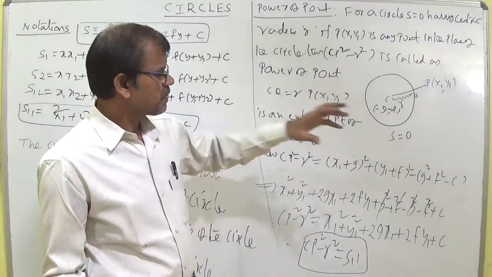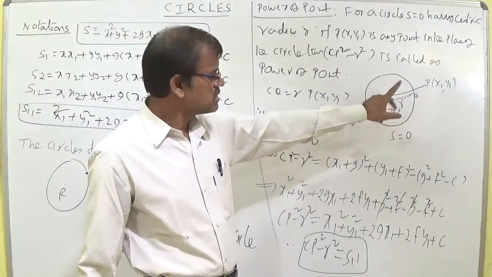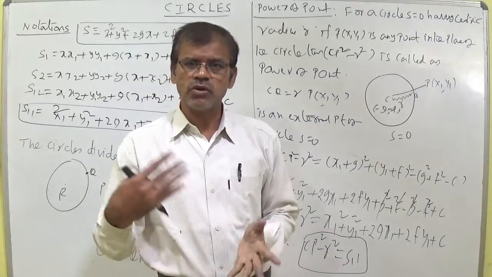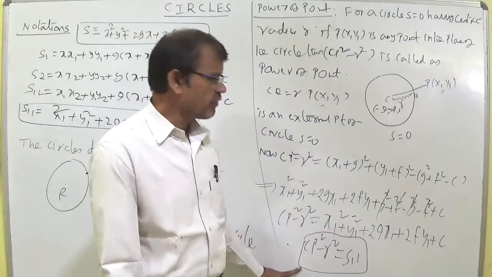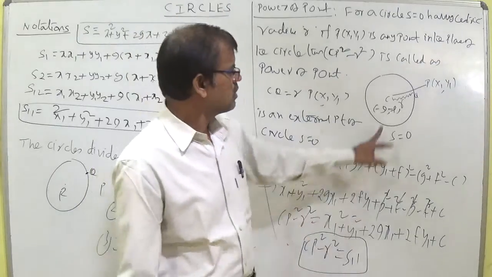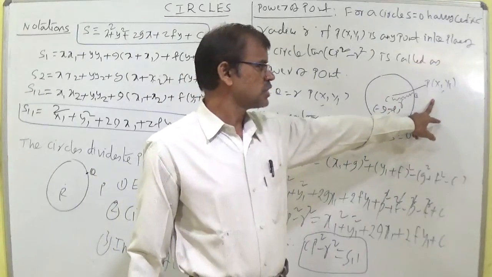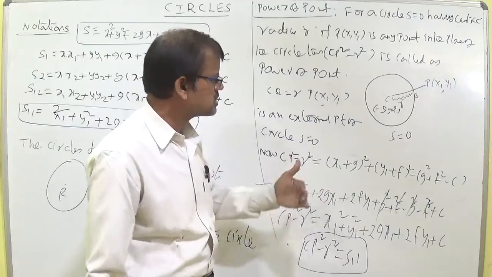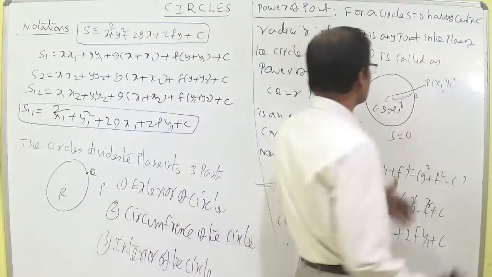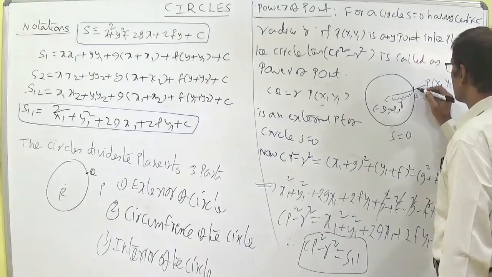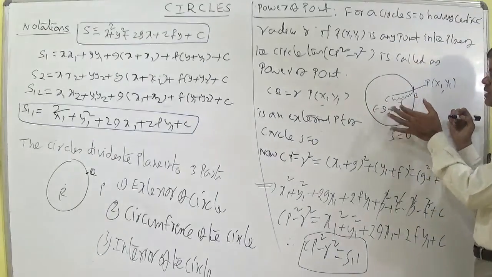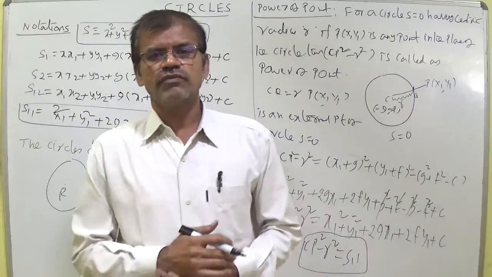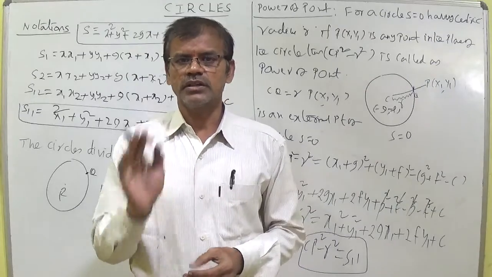Here it is directly visible that P is an external point. P is outside, and outside means positive, so greater than 0. If S11 is greater than 0, we can say the point P lies outside the circle. Next, if it is 0, then CP square is equal to r square, because if P is on the circle, CP is equal to r, then CP square minus r square is equal to 0. So S11 is equal to 0, and the point P lies on the circle.